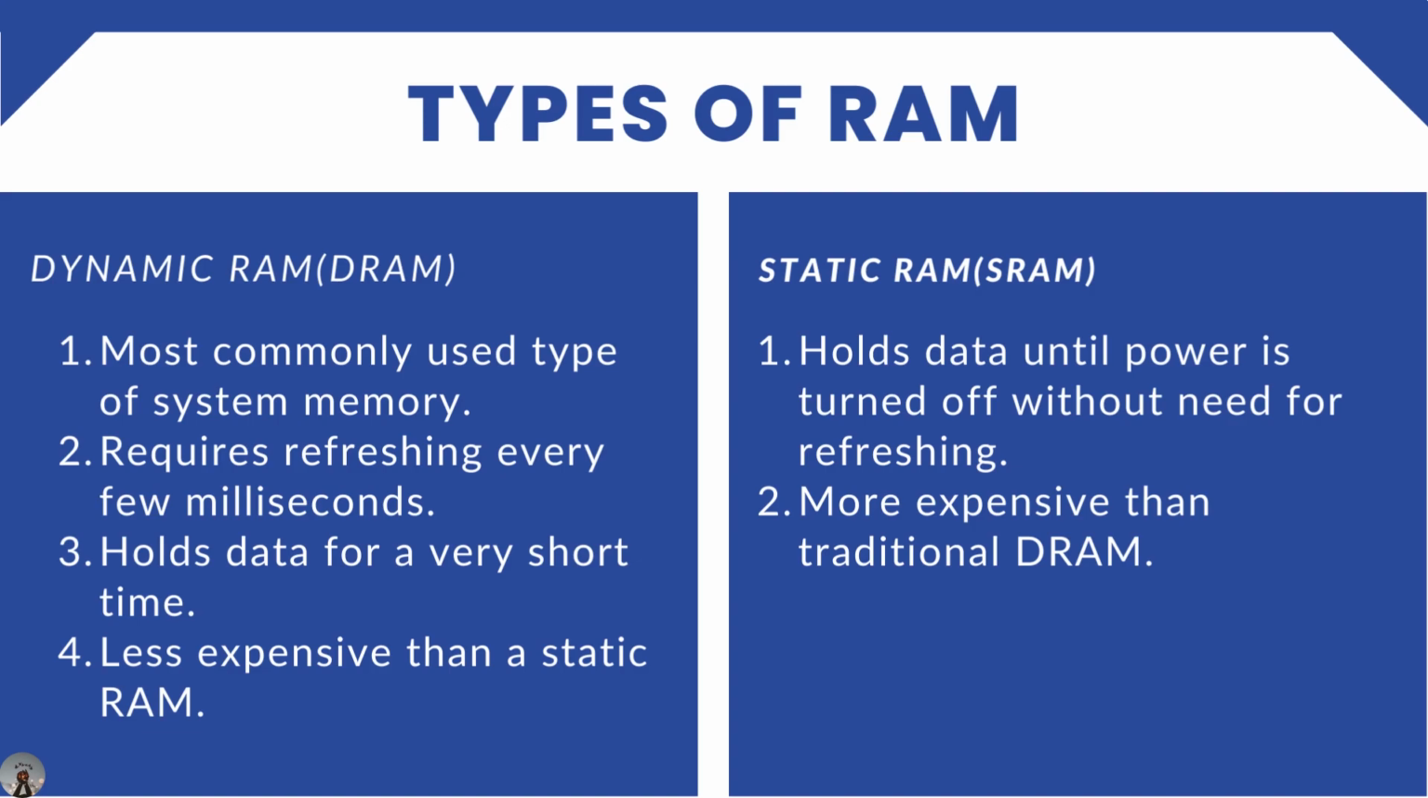Now, types of RAM. There are two types of RAM: dynamic RAM and static RAM. The most commonly used type of system memory is dynamic RAM. It requires refreshing every few milliseconds. It holds the data for a very short time. It is less expensive than static RAM. Moving on to static RAM. Static RAM holds the data until power is turned off without the need of refreshing, though it is more expensive than DRAM, or dynamic RAM.